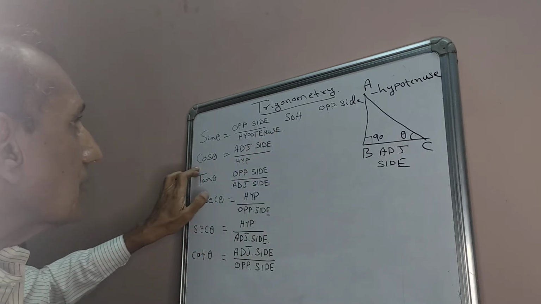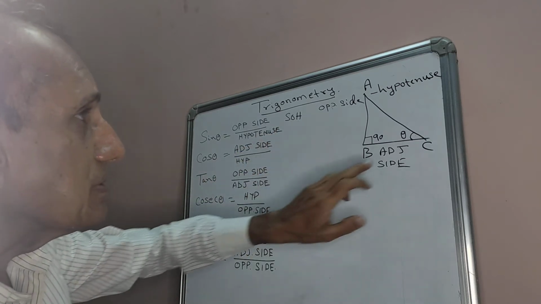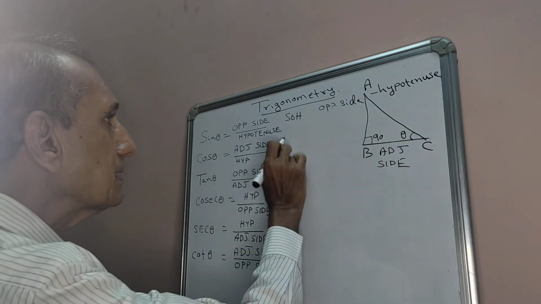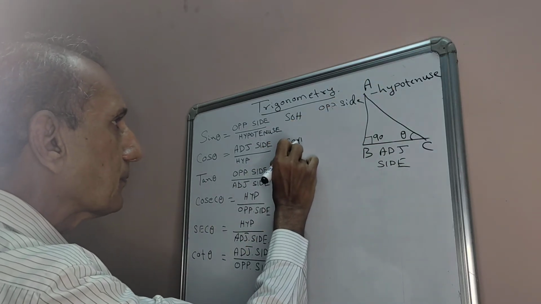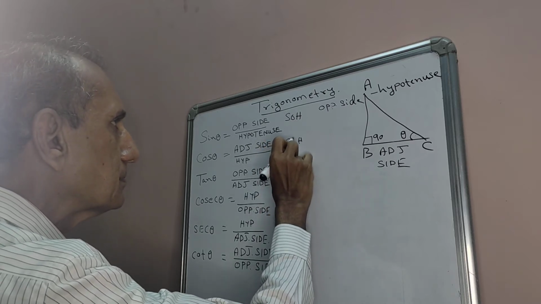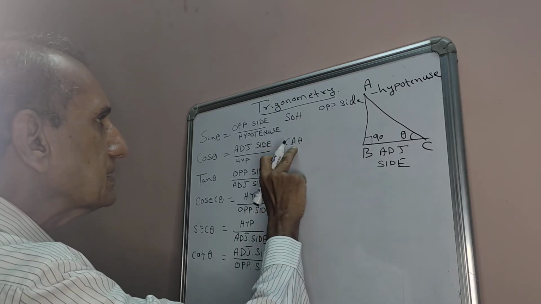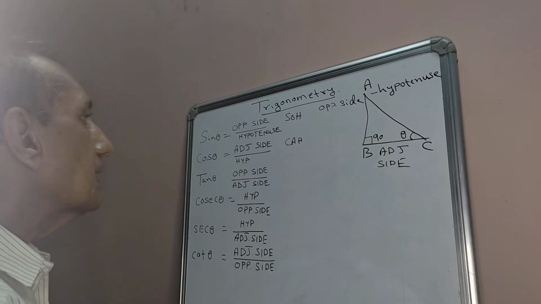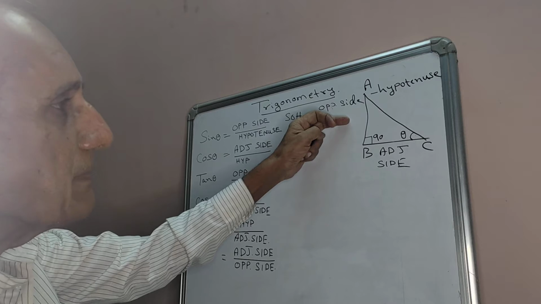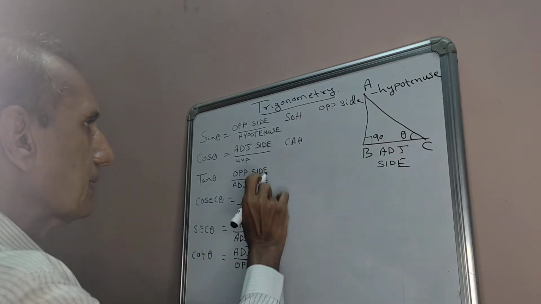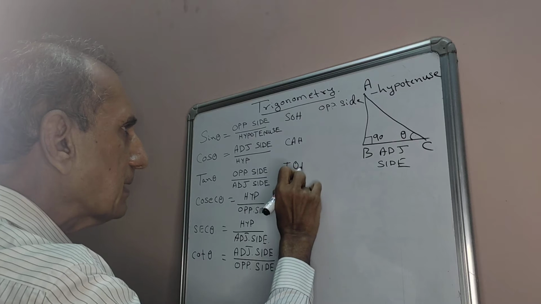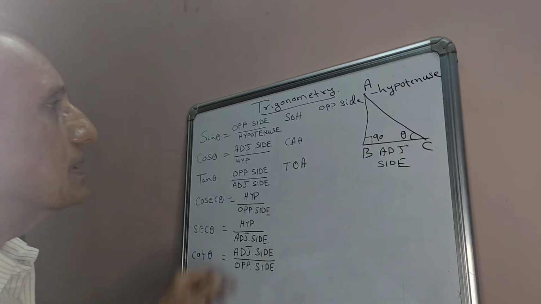Similarly, cos theta is adjacent side by hypotenuse. How do you remember this? CAH. Cos is adjacent side by hypotenuse. Now, how do you remember tan? Tan is opposite side by adjacent side. So remember this.